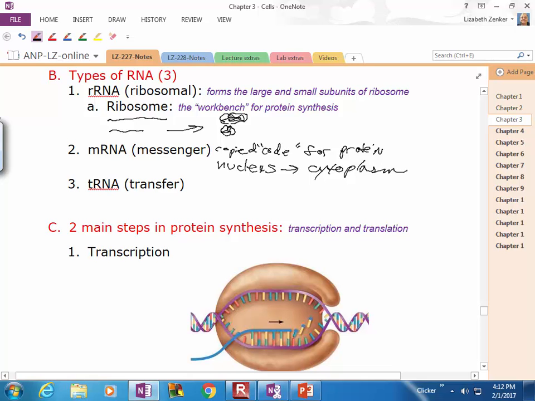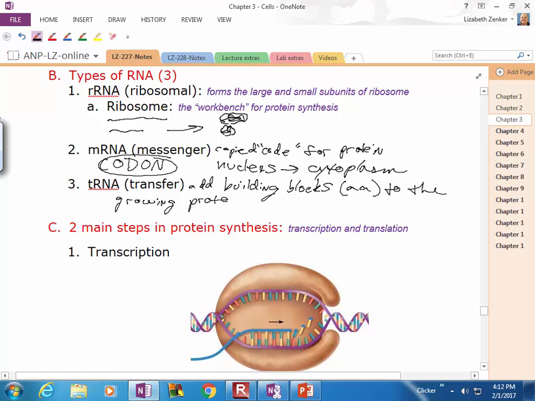And mRNA is where we're going to find the codon. tRNA, or transfer RNA, does what it sounds like, and we'll see it in detail in a moment. It is going to add the building blocks, which are what? The amino acids, to the growing protein chain as it's being assembled. And it's on the tRNA that we will have something called the anticodon. So mRNA has the codon, think of it as the actual code, and tRNA will have the anticodon on it.